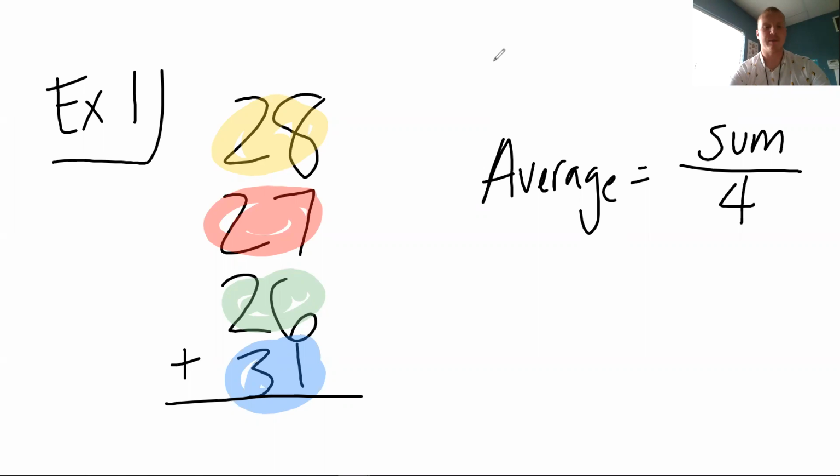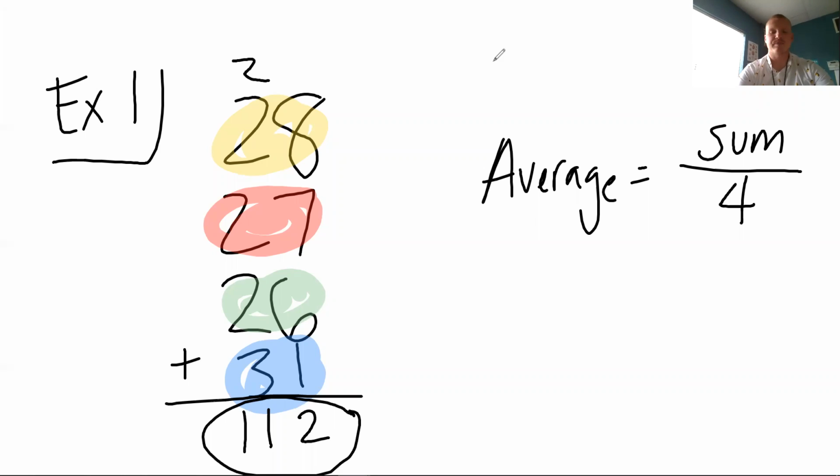Okay, so let's add these up. 28 plus 27 plus 26 plus 31. What is that going to be? Let's do 8 plus 7, which is 15, plus 6 is 21, plus 1 is 22. 22, carry my 2. Then 2 plus 2 is 4, 4 plus 2 is 6, 6 plus 2 is 8, 8 plus 3 is 11. So 112, that's my sum.